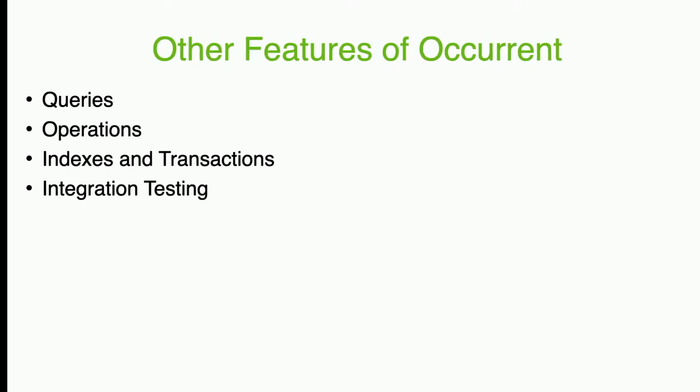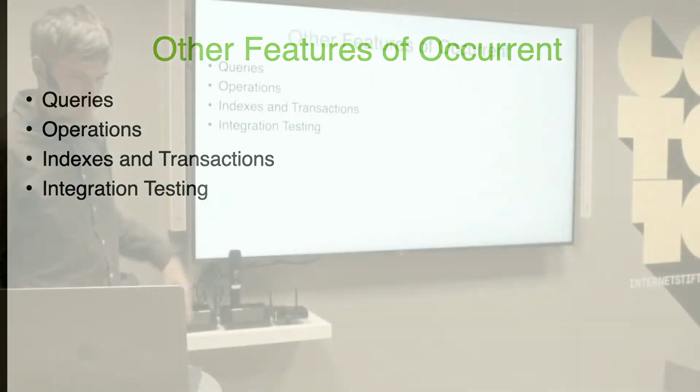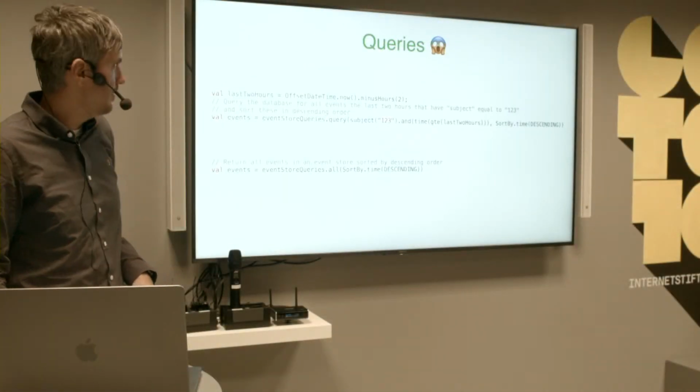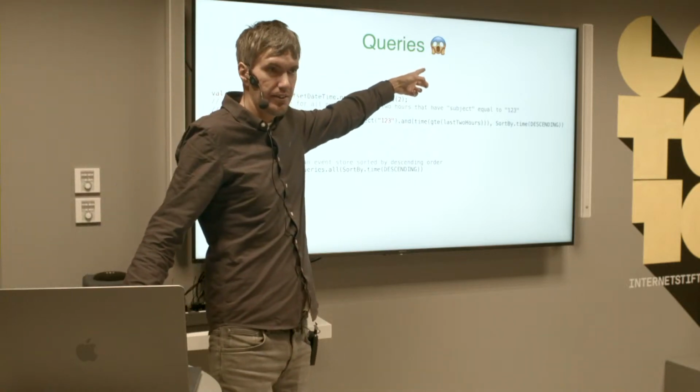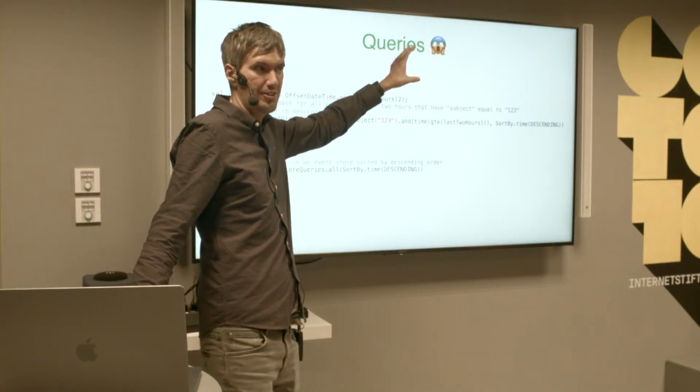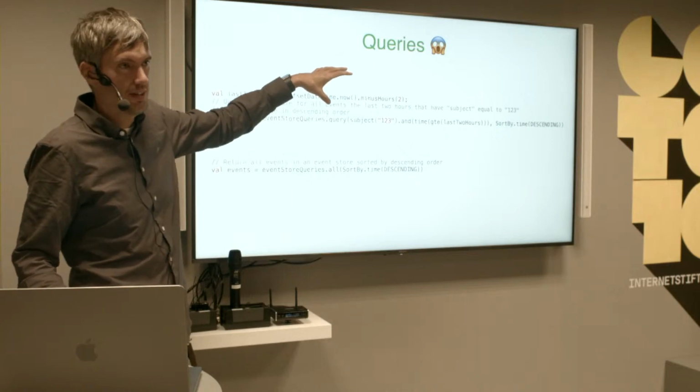So what other features does Occurrent have currently? Here are some things that we will look at: queries and operations and so on. So first, let's look at queries. You can see that there's a little scream symbol here. That means that it's a bit contested whether you should actually do this or not.